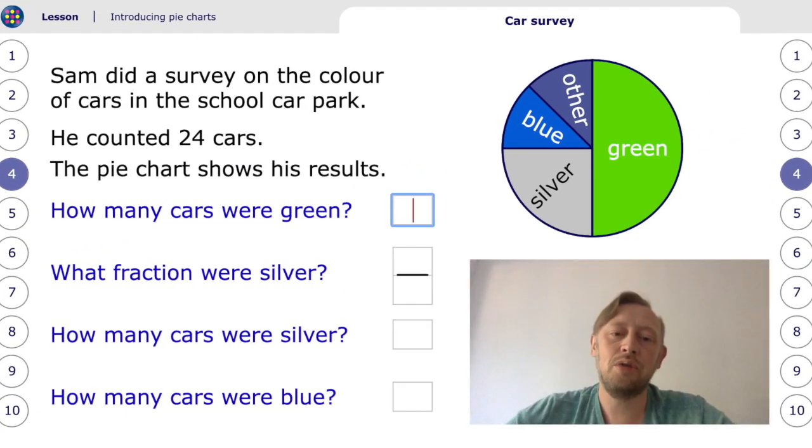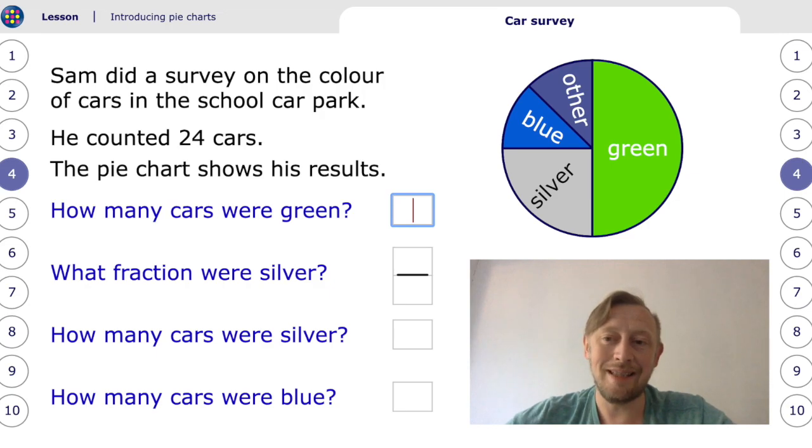So we can also look at pie charts in the opposite way we've been looking at them. And this one's been completed. This time, instead of us being told how many people had green cars, what fraction was silver and so on, we don't know the information, but we can use the pie chart to help us. And we can see that Sam, who did a survey of colours of cars in the school car park, counted 24 cars. Now, if we look at the pie chart, we can see that half of the pie chart is green. So it's quite easy to work out how many cars are green, because it's obviously half of 24.